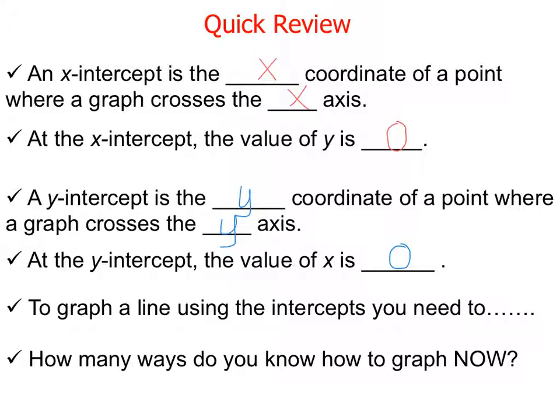And to graph lines using the intercepts, you would need to know what the actual value of the x-intercept and y-intercept is, and you find those by plugging in 0 for y or 0 for x. And lastly, how many ways do we now know how to graph? We have now learned 2 ways. You can solve for y and make a table, or you can use these equations in standard form and just solve for your x and y intercepts and graph that way.